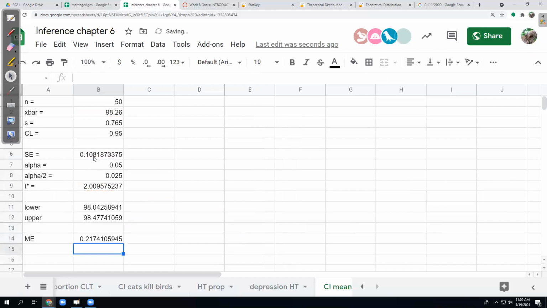So what can I say here? I can say that based on this sample, I expect average human body temperature to be somewhere between 98.04 and 98.48 degrees Fahrenheit, or I can say it's about 98.26 with a spread of about 2.217 degrees Fahrenheit. So there's 2 ways I can talk about that here. Is 98.6 in my interval? The answer is no, it's not. So we could run a hypothesis test next to think about that.